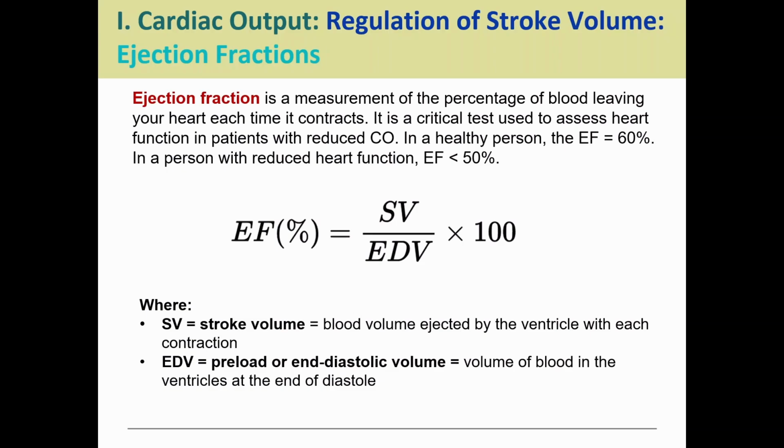So the stroke volume, again, how much blood is pushed out by the ventricle when the ventricle contracts, divided by the volume of blood in the ventricles at the end of the relaxation period, so right before we go into contraction, right? Multiply that by 100 gets you your percentage.